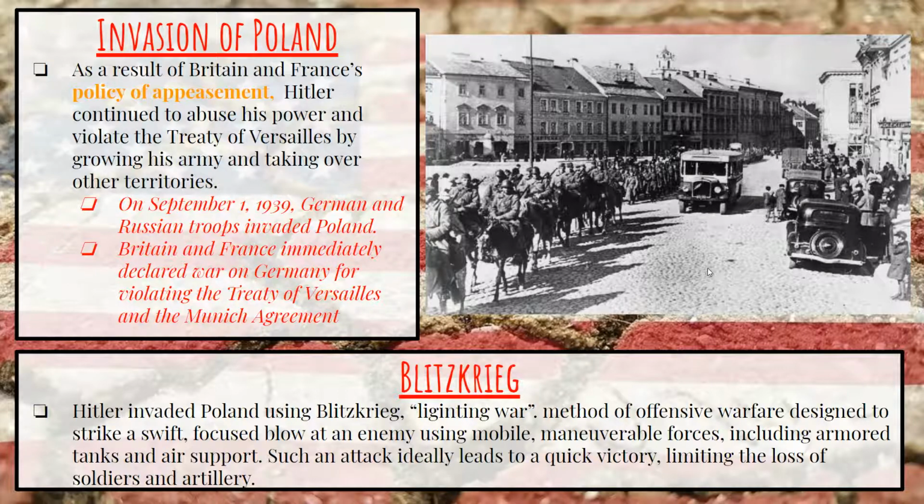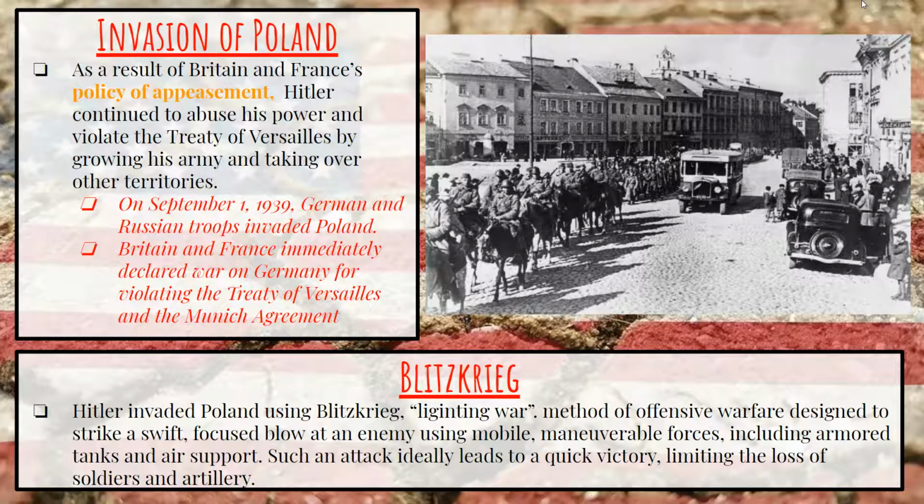So on September 1st, 1939, German and Russian troops invade Poland. Britain and France immediately declare war on Germany for violating the Treaty of Versailles and the Munich Agreement. But what makes it so successful, this invasion of Poland? Think about it, Russia wants Poland too. He signs a non-aggression pact promising not to ever attack Russia. So they split Poland in half.